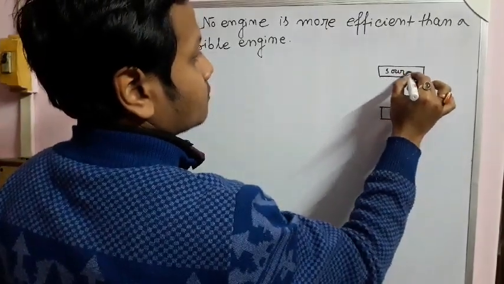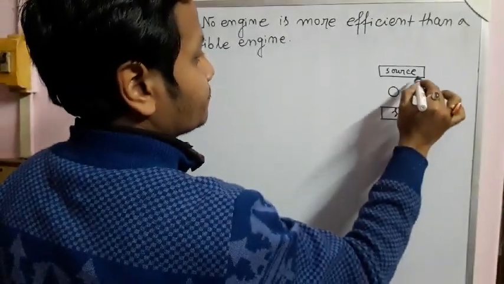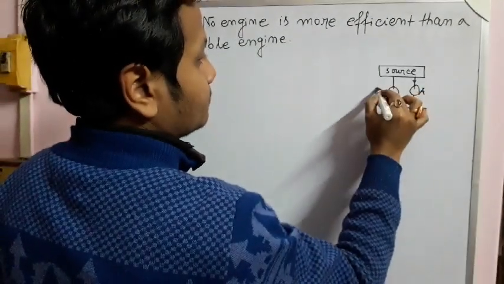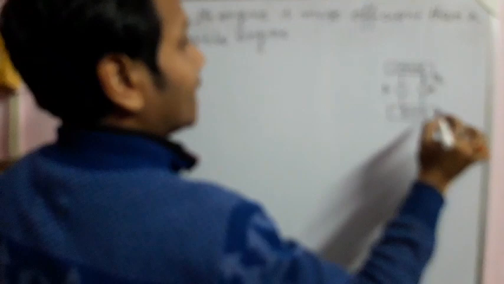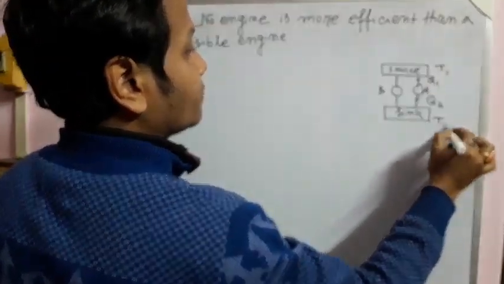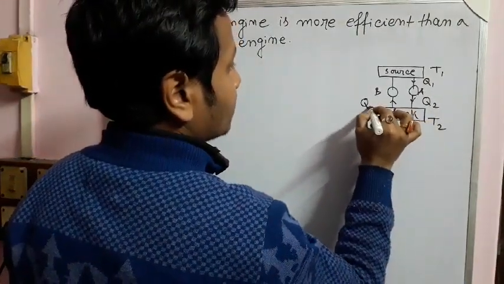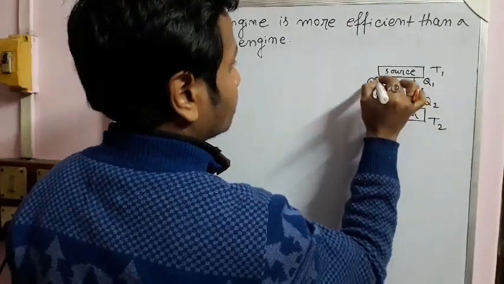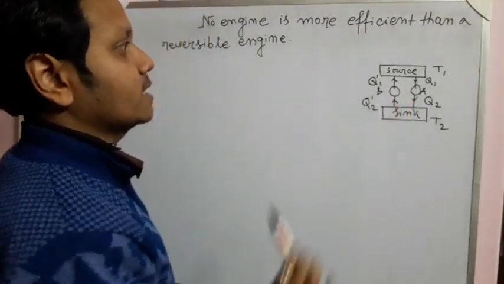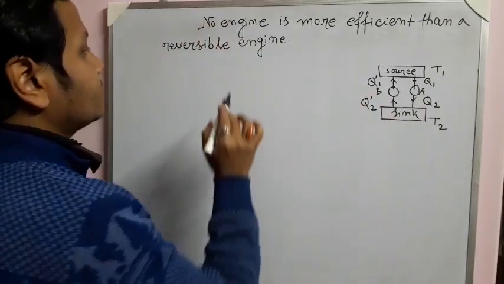This is the source and this is the sink. We consider two engines, A and B, say. Suppose engine A absorbs Q1 heat from the source and rejects Q2 heat to the sink. This is at temperature T1 and this is at temperature T2. And engine B absorbs Q2 dash heat from the sink and rejects Q1 dash heat to the source. Obviously external energy is supplied in this case, otherwise this is not possible. So engine B acts as a refrigerator.